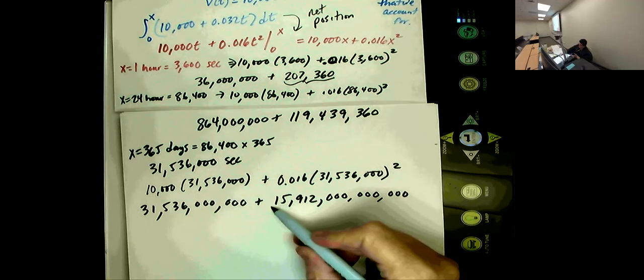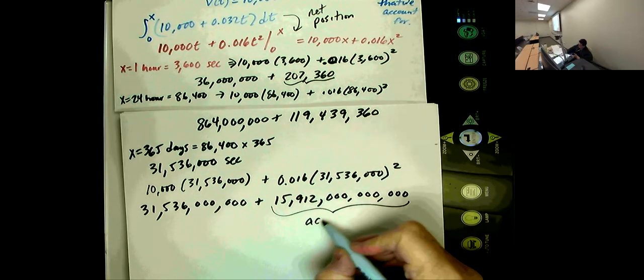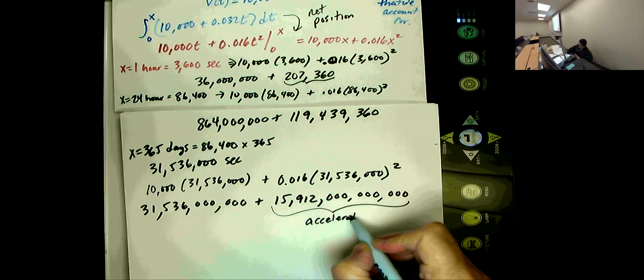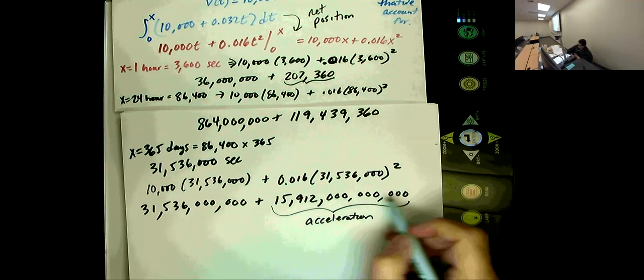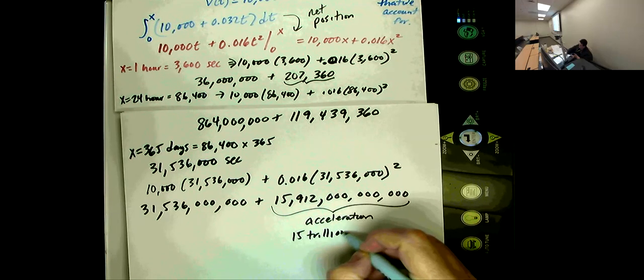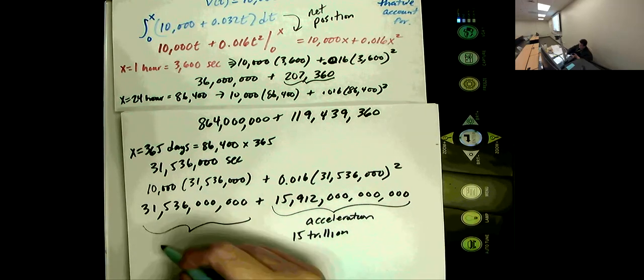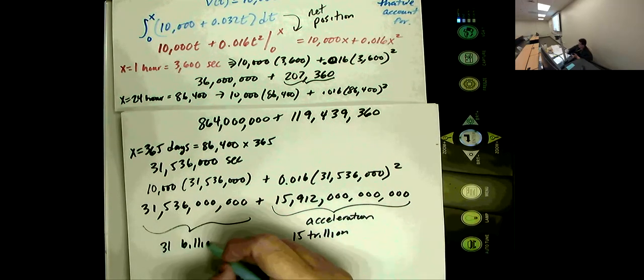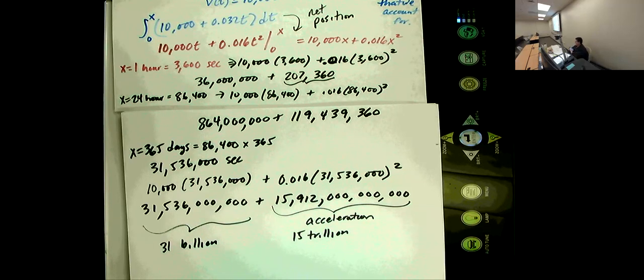After a year, the acceleration has accounted for so much more distance. This is in millions, billions, trillions: 15 trillion from the acceleration, only 31 billion from the starting velocity. So that very marginal acceleration over time rapidly changes the position of this vessel.